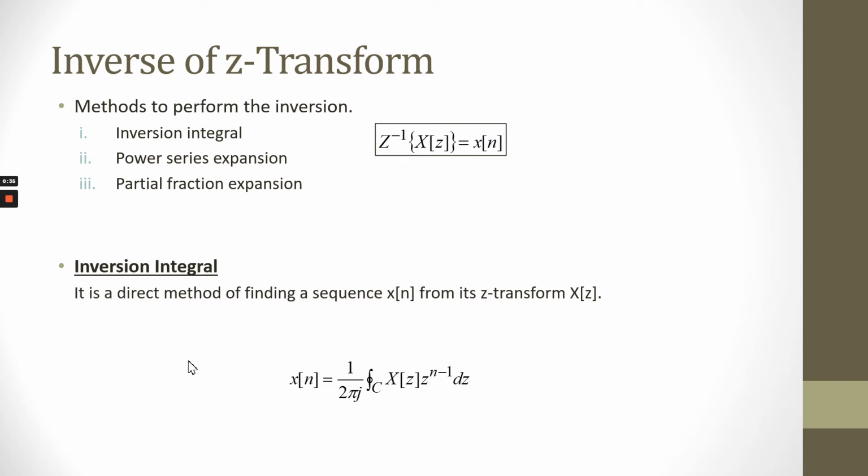The first method is inversion integral, which is a direct method of finding a sequence x[n] from its Z transform X(z), which equals this equation that involves integration. This method of inversion integral is not advisable to use since it's quite difficult.